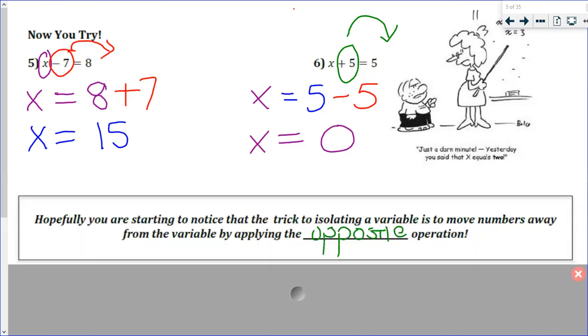So something that I want you to copy down in your notes. The trick to isolating a variable is to move numbers away from the variable by applying the opposite operation. So when those numbers were moving to the other side, the reason why the sign changed is because we were actually applying the opposite operation. And we're going to do that in our next example. Instead of the playground for multiplication and division, we're going to perform a little surgery on the numbers. So we're going to think about surgically removing something from the numbers.